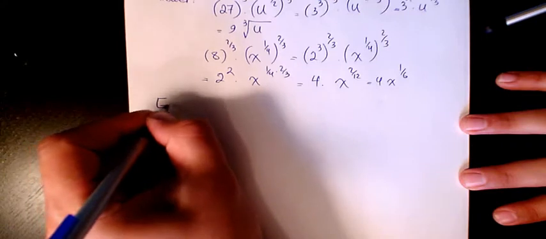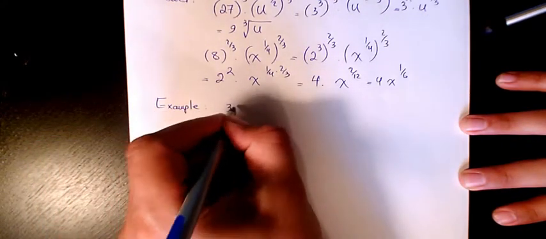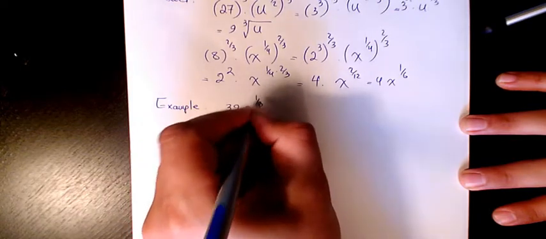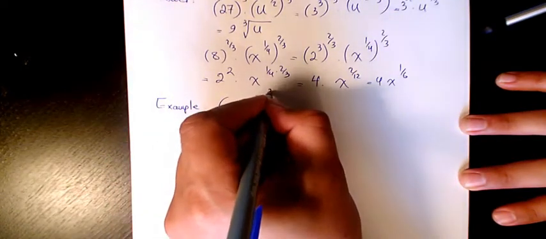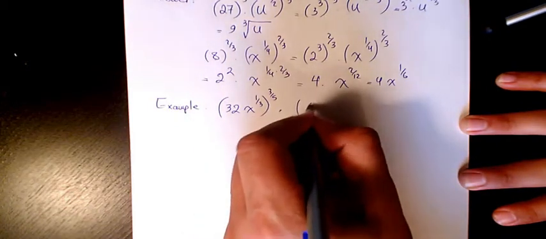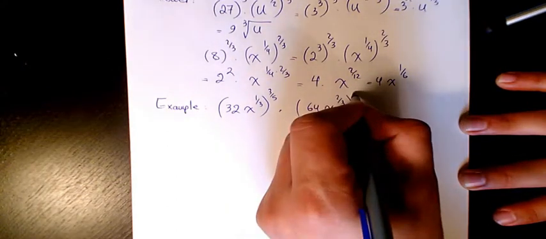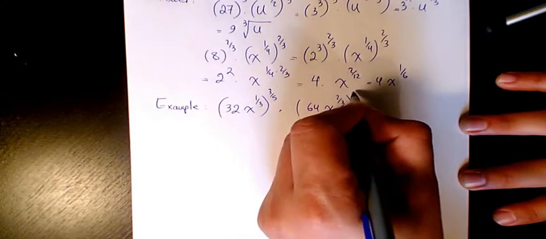Next example, 32x to the power of 1 over 3 to the power of 3 over 5, and 64x to the power of 2 over 3 to the power of 3.